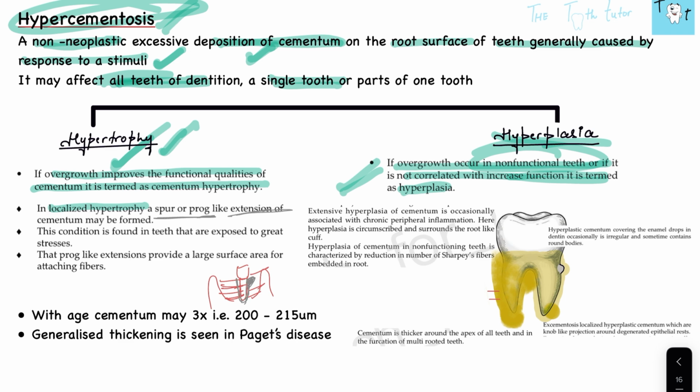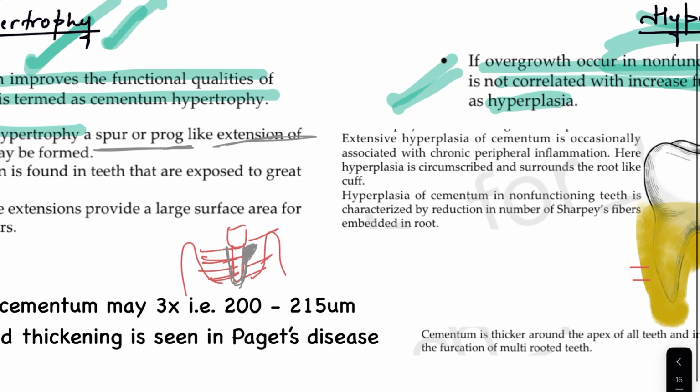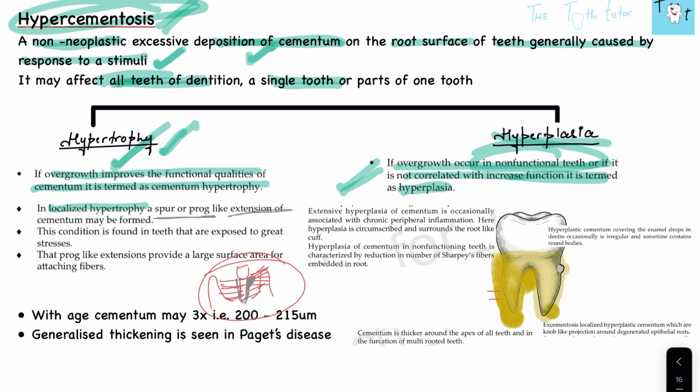So over here I have normal cementum, but over here I deposited a lot of cementum. What this did, it provided me a lot of surface area for attachment of PDL. So now I have a PDL attached all over it. So this will provide support to this tooth and play a role in anchorage. Okay, and it will improve the function of this tooth. Maybe the tooth was tilting over here, so now this will bring the tooth back in its occlusal position. Okay, it happens in teeth that are exposed to a lot of stress, and these extensions provide large surface area for attaching fibers.